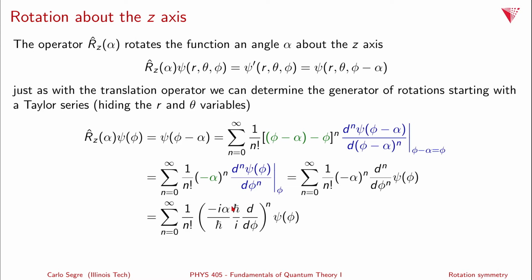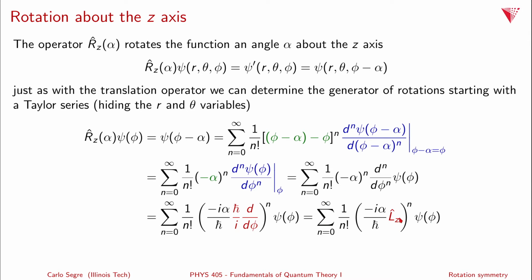Clearly, we can now do the same thing we did with translation, that is, multiply times i over h bar and h bar over i, which is just 1, and then isolate this term here, which is h bar over i d by d phi. Well, that's simply the operator L sub z. So the final sum becomes the sum of n equals 0 to infinity, 1 over n factorial, minus i alpha over h bar operator L sub z, all to the nth power applied to psi of phi.